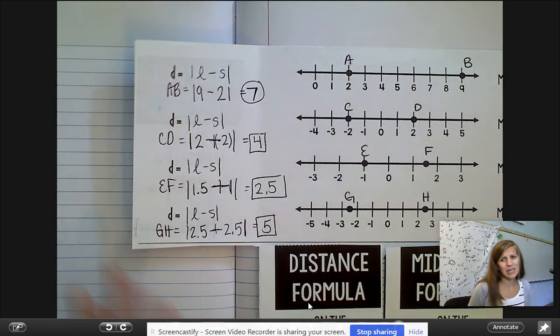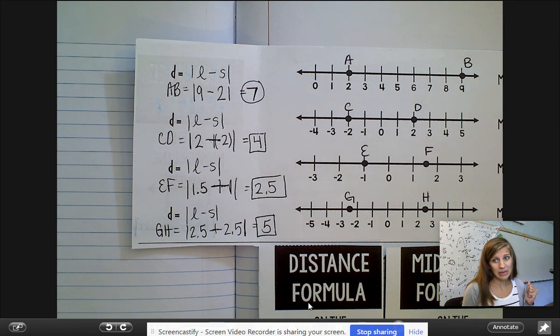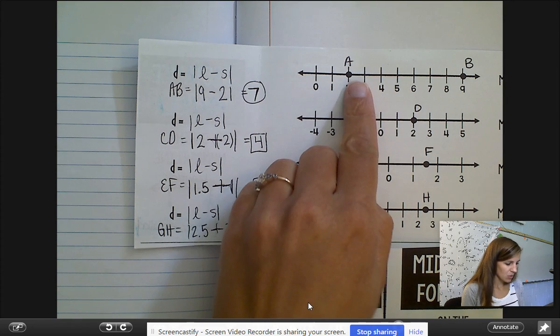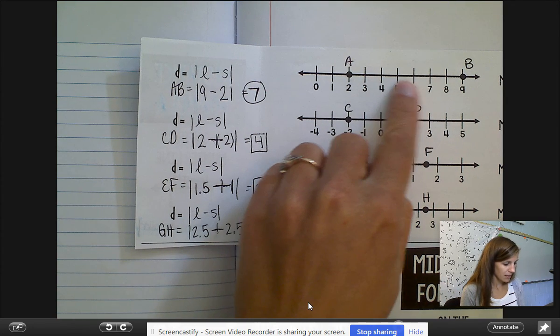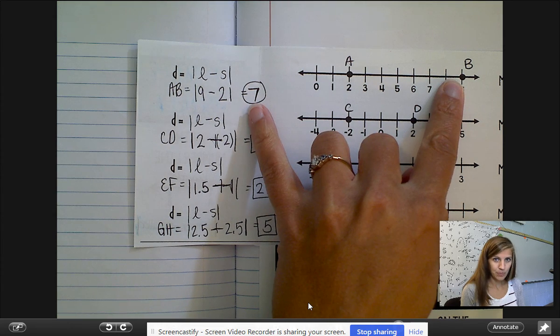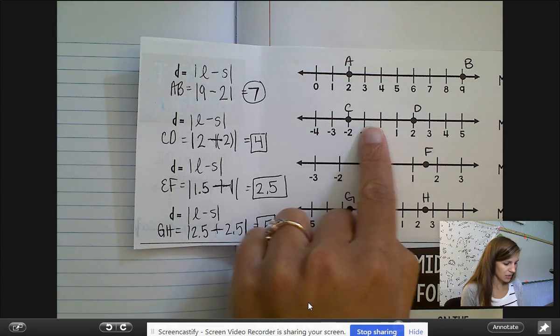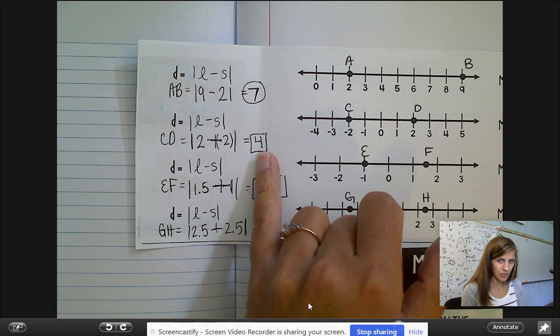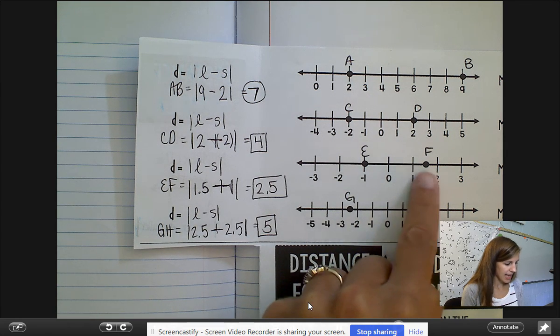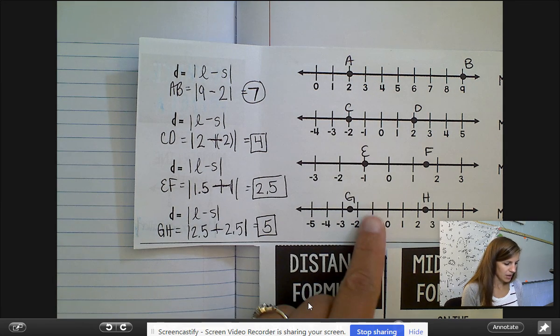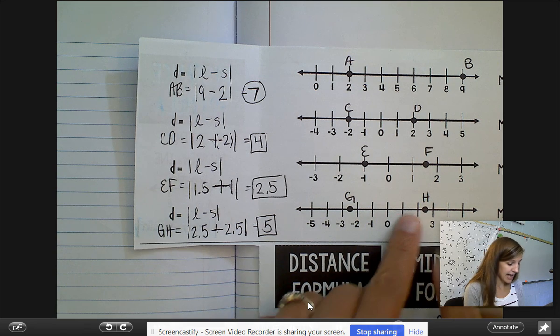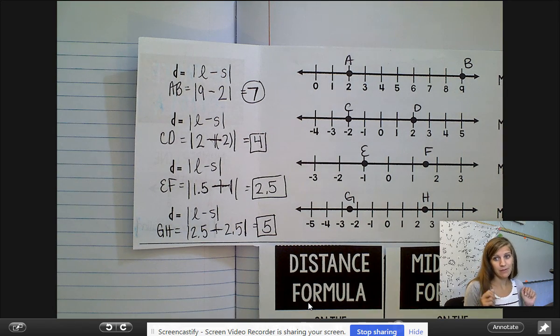Now guys, the easy way to do this, rather than following a formula, is literally just count. You don't count the lines, you count the spaces. So 1, 2, 3, 4, 5, 6, 7. Or 1, 2, 3, 4. Or 1, 2 and a half. Or 1, 2, 3, 4, and then a half here and a half there for 5. So it's kind of easier.